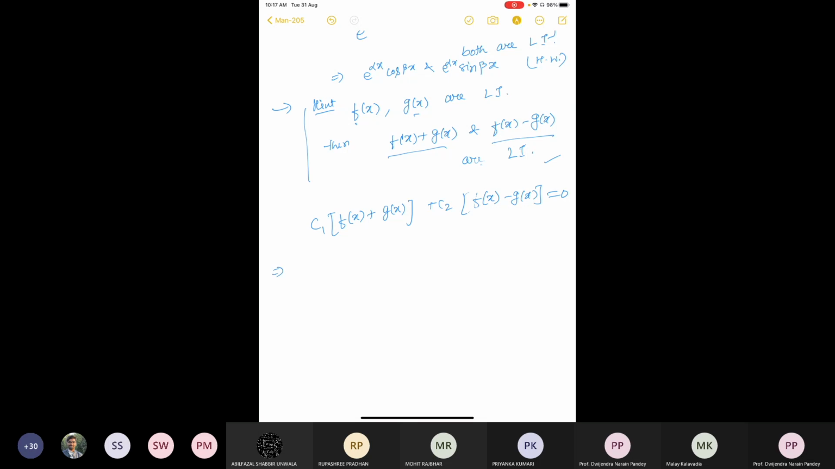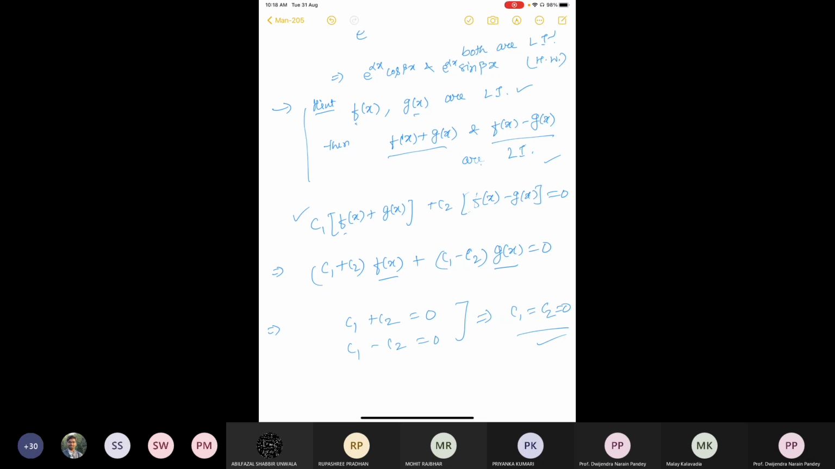So we just simplify this and we can write (c1 plus c2) for f of x plus (c1 minus c2) for g of x. Now it is already given that f(x) and g(x) are linearly independent. So this implies that the coefficients of f(x) and g(x) in this linear combination have to be 0. So c1 plus c2 has to be 0 and c1 minus c2 has to be 0, and this is only possible when c1 equal to c2 equal to 0. And if it is so, then f(x) plus g(x) and f(x) minus g(x) are linearly independent.